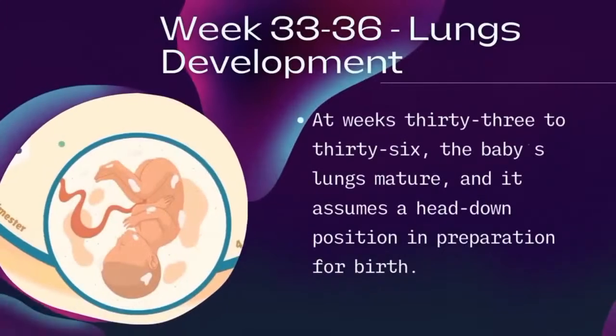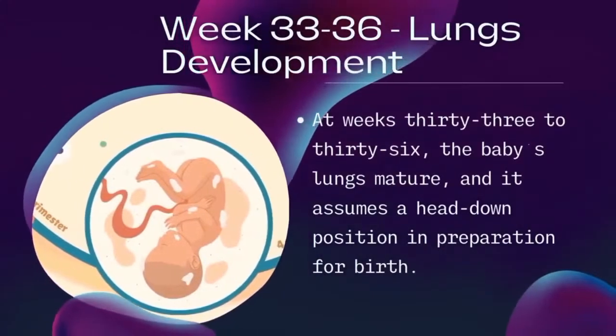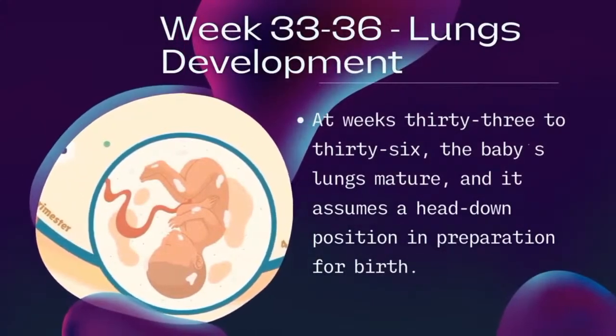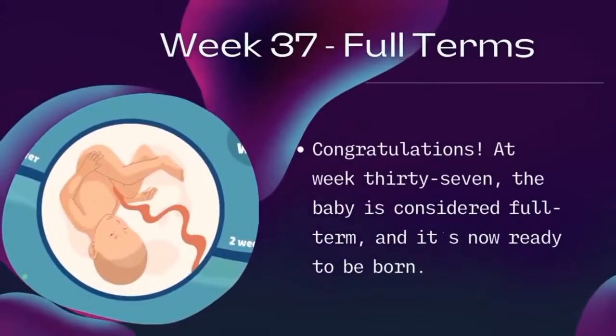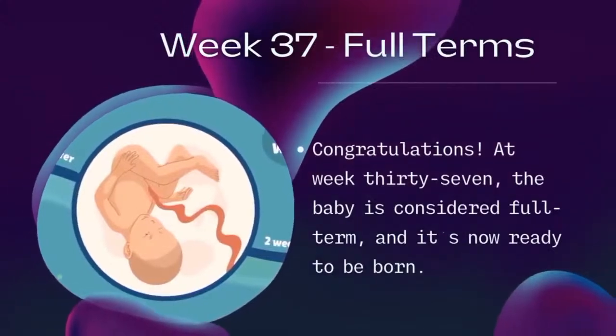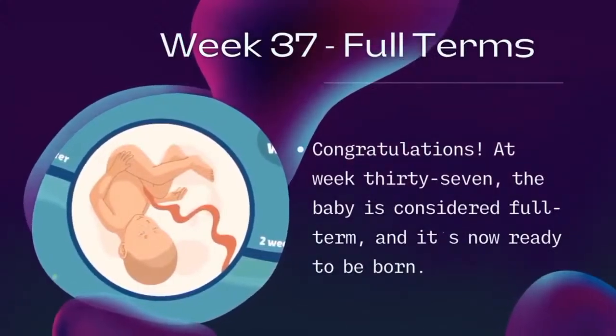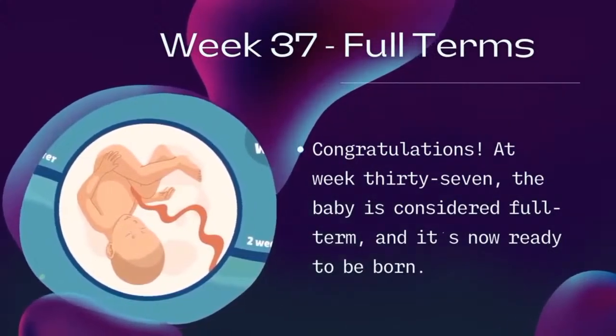Weeks 33 to 36, Lung Development. At weeks 33 to 36, the baby's lungs mature, and it assumes a head-down position in preparation for birth. Week 37, Full Term. Congratulations! At week 37, the baby is considered full term, and it's now ready to be born.